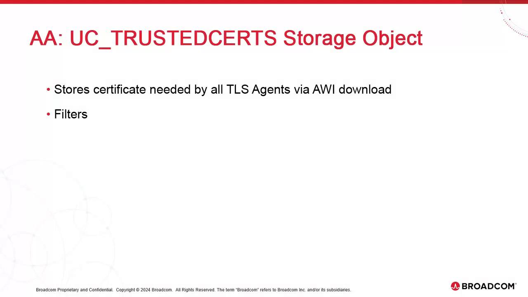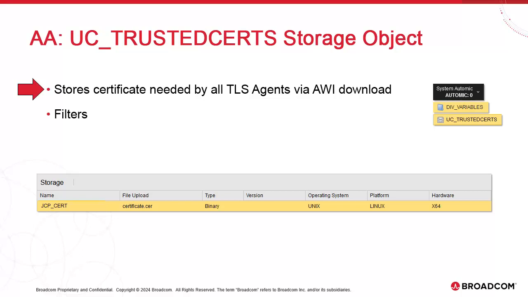There's a new storage object in the div variables folder of client 0 called UC trusted cert. Up to this point, each time you deployed the TLS agents, you needed to copy the certificate locally and then reference the location of that certificate in the agent's INI file. This imposed a fair amount of administration work. UC trusted certs allows you to create a value, which would always be called JCP_cert, and then upload the certificate locally in client 0.